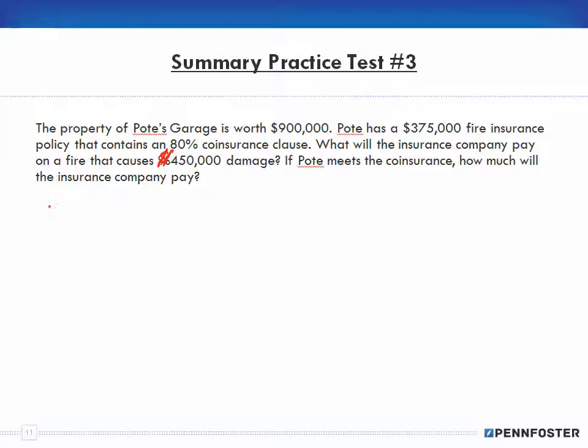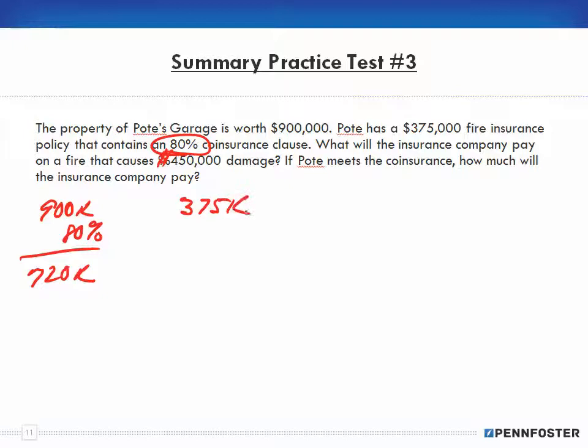All right, so the property is worth $900,000, and there's an 80% insurance clause, so 80% of that is $720,000. Now, that's what Pote should have, but Pote only has $375,000. So we have to create a ratio here, what Pote actually has versus what they should have. Then we multiply that times whatever the fire damage was. In this case, there was $450,000 in damage.